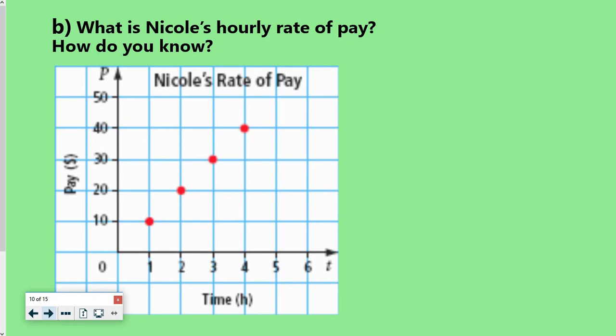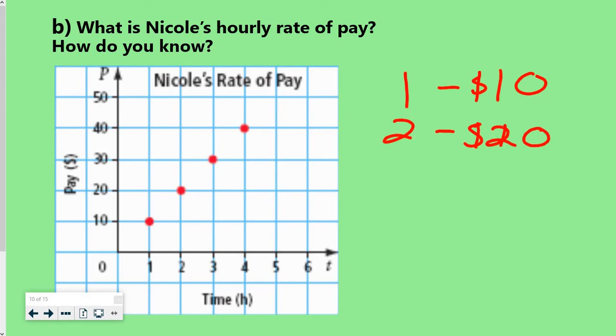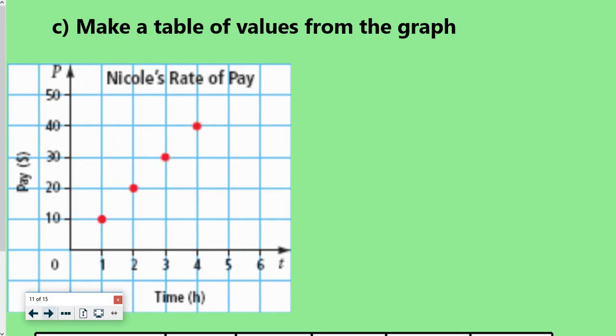So what is Nicole's hourly rate of pay? How do you know? Well, at 1 hour, she's made $10. At 2 hours, she's made $20, because we can follow the graph. So 1 hour will tell us her hourly rate because she's worked 1 hour. So we know that it's $10 per hour, and it goes up consistently. So make a table of the values of the graph. We've done that on the previous one.